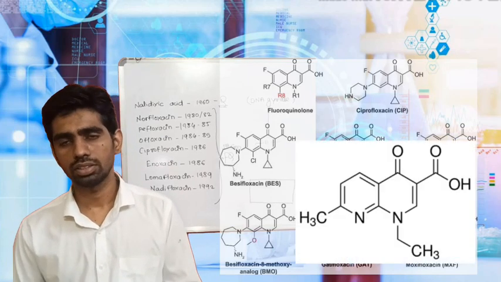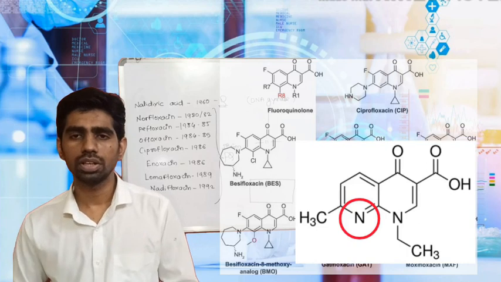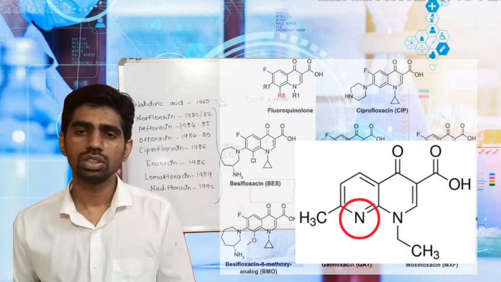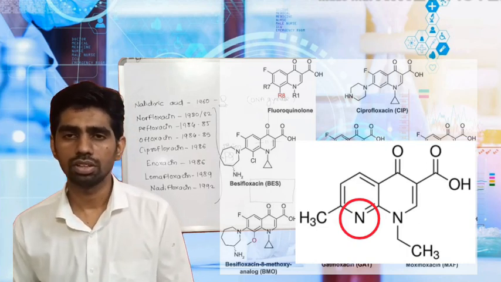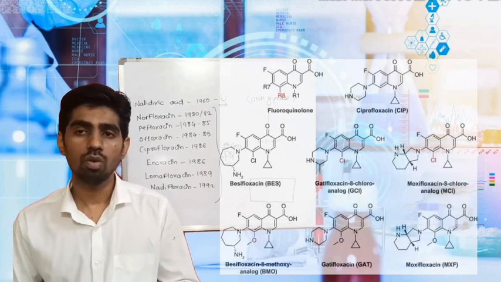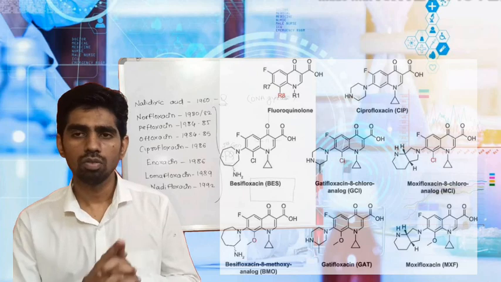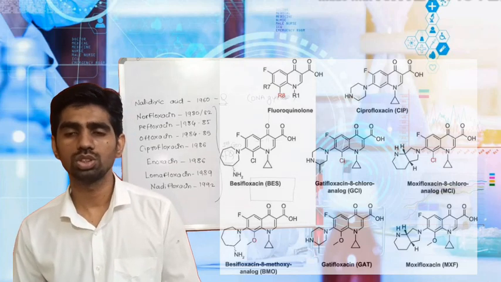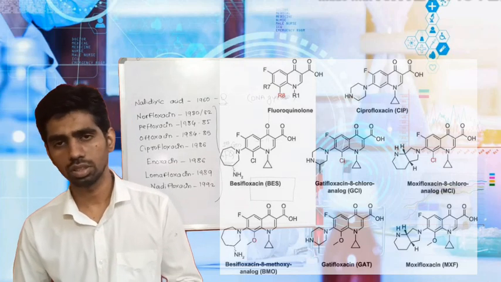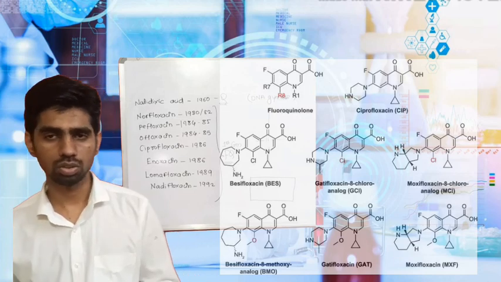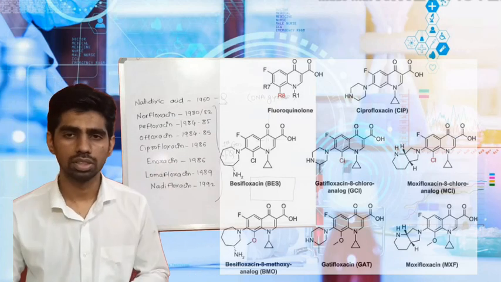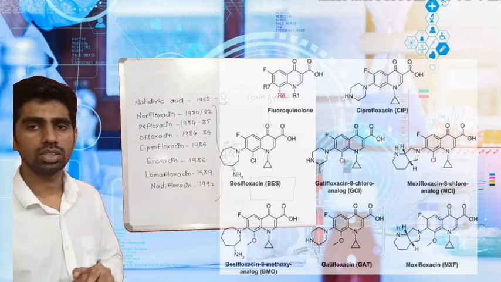From nalidixic acid, the structure presented here, that nitrogen atom which is encircled here is removed. The removal of that 8th position nitrogen and the introduction of the fluoro group at the 6th position led to generation of this subclass, that is the fluoroquinolones. Now take a look at this list, starting with norfloxacin.